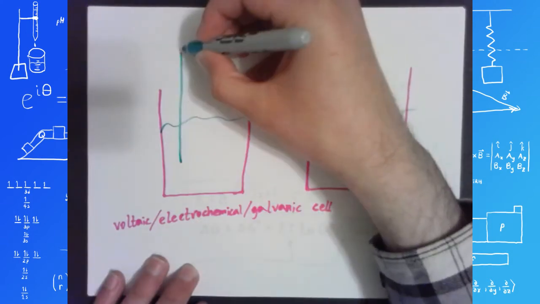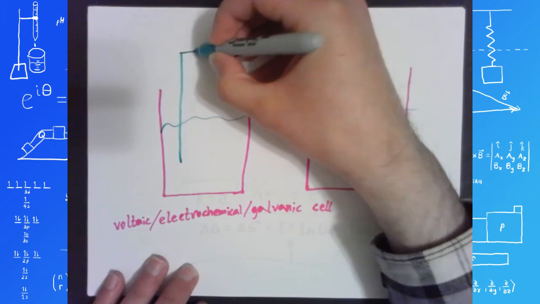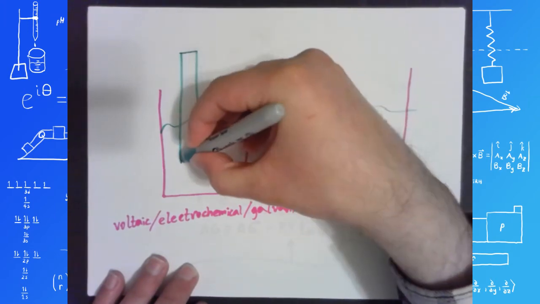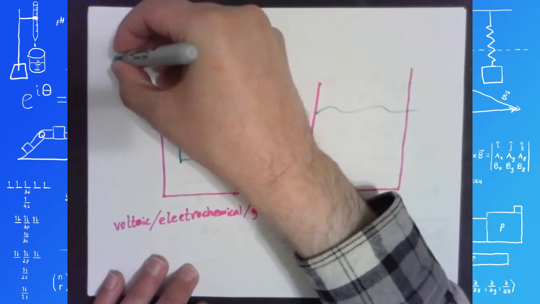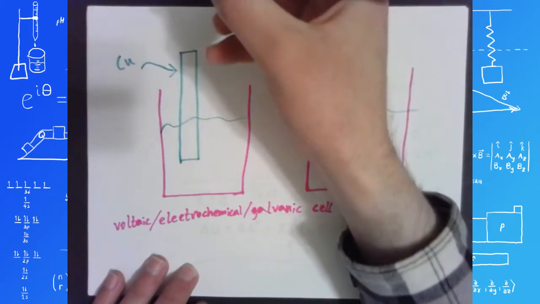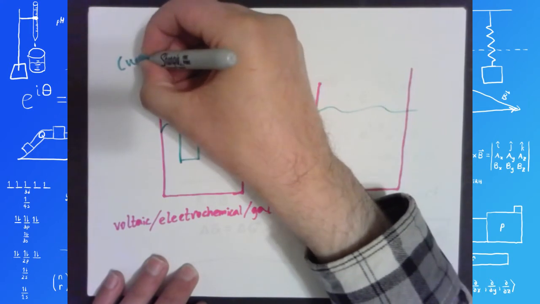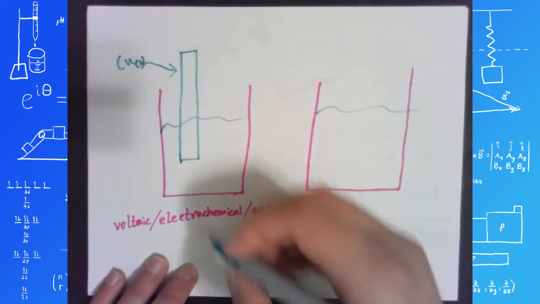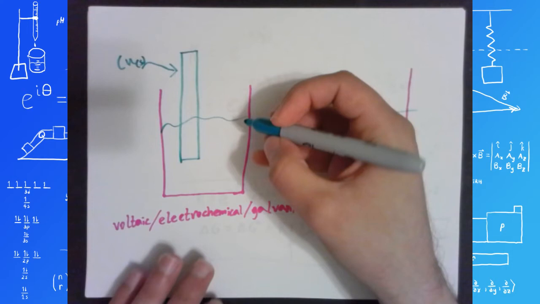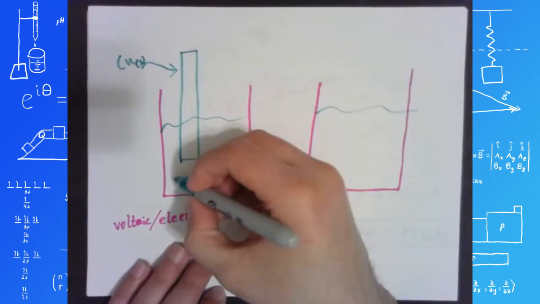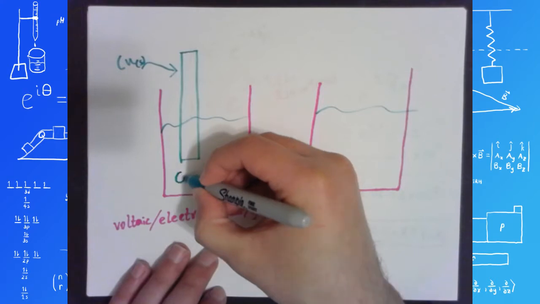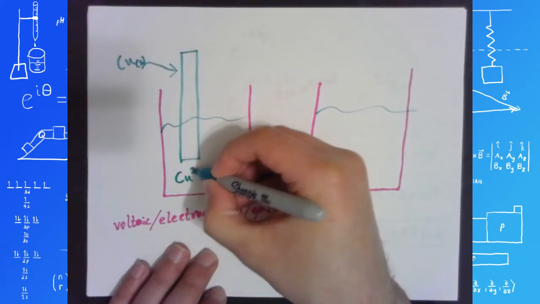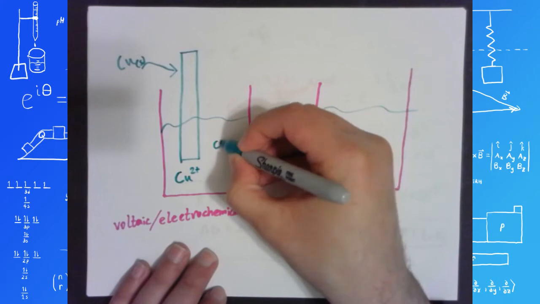Okay, so for our example, let's say we've got a bar of copper over here. So this is a bar of copper metal. And I guess I'll emphasize that it's solid. And it's dipped in a solution of, I don't know, let's do copper 2 chloride. So it's going to contain copper ions and chloride ions.